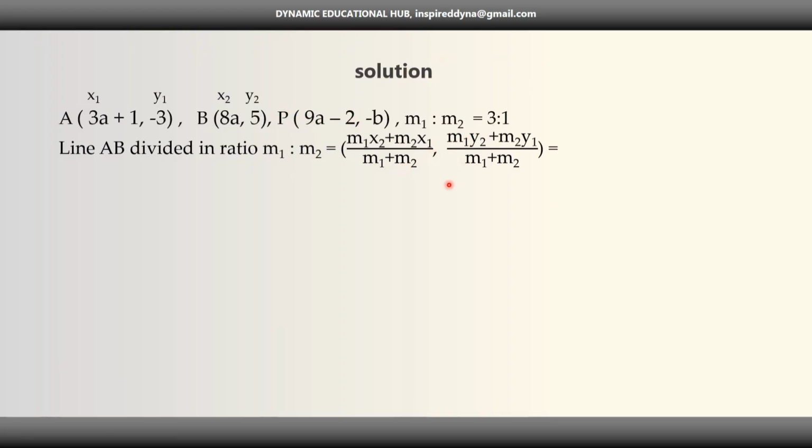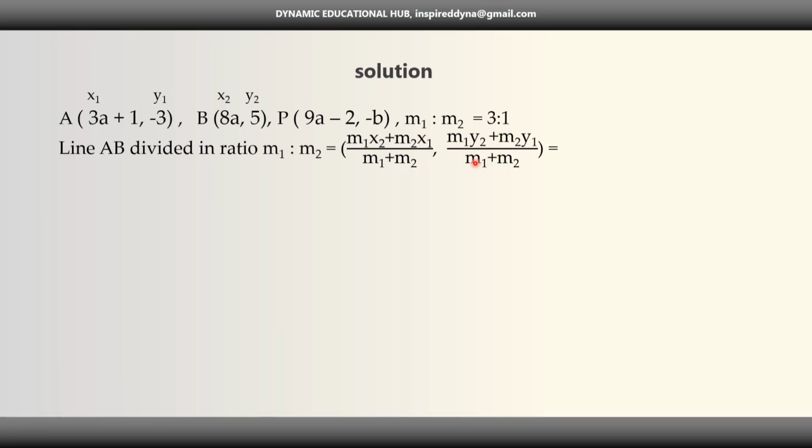The next thing is to go ahead and substitute what you are given in the question inside this formula. The ratio m1 and m2 is 3 and 1 respectively. You already have your x1 corresponding to the x of A, y1 corresponding to the y of A, as you can see here, x2 corresponding to the x of B, y2 corresponding to the y of B. So go ahead and substitute all this inside this formula.